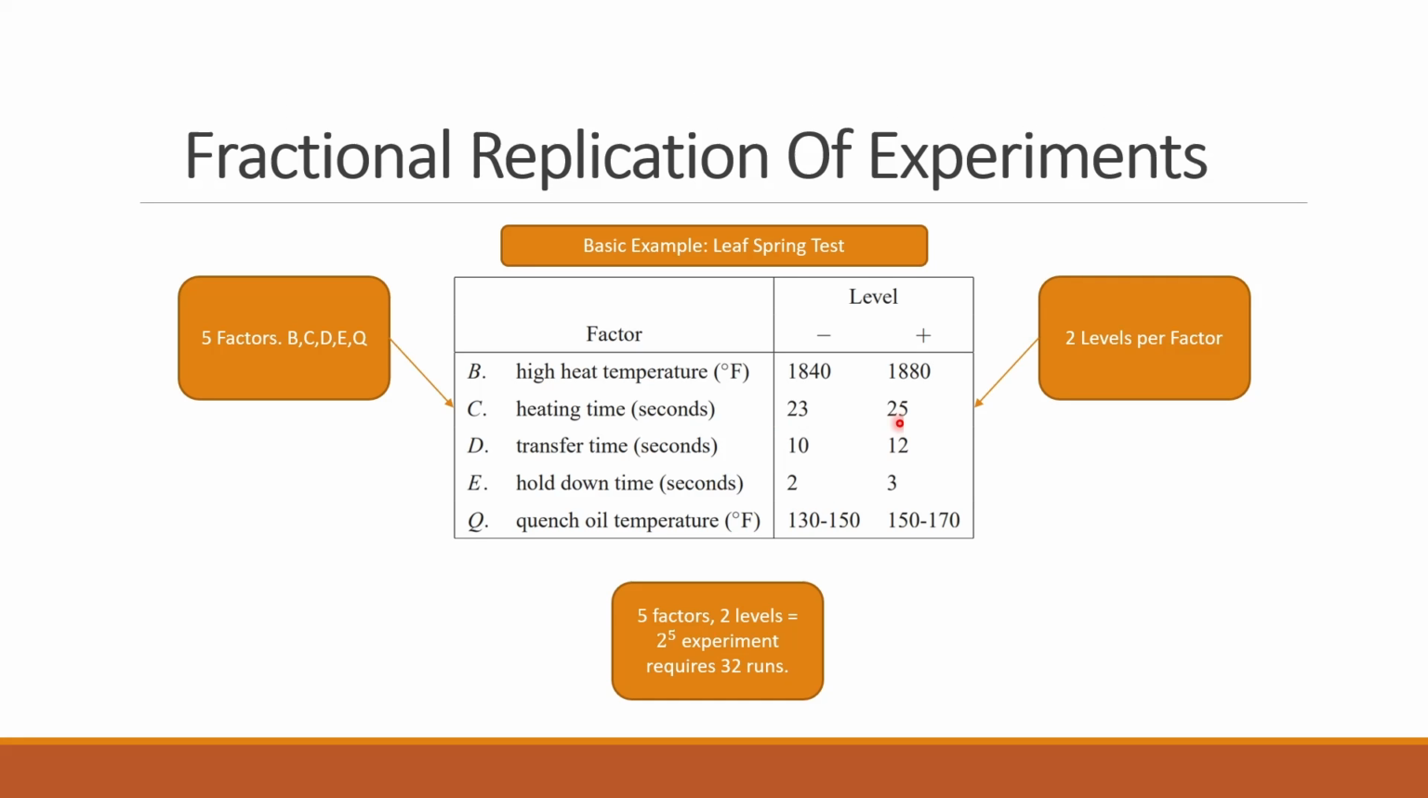And here we have a basic example of an experiment that one could use fractional replication of experiments for. What can be seen is that the leaf springs in this experiment have 5 factors, and each factor has 2 levels. What this means is through a basic run of experiments, the total number of tests needed to work with each factor and level is 32 total tests.